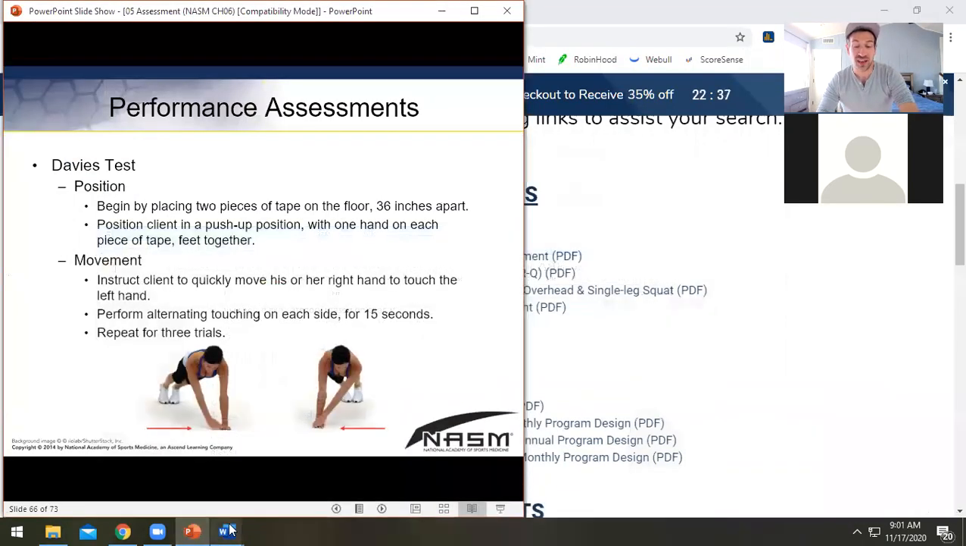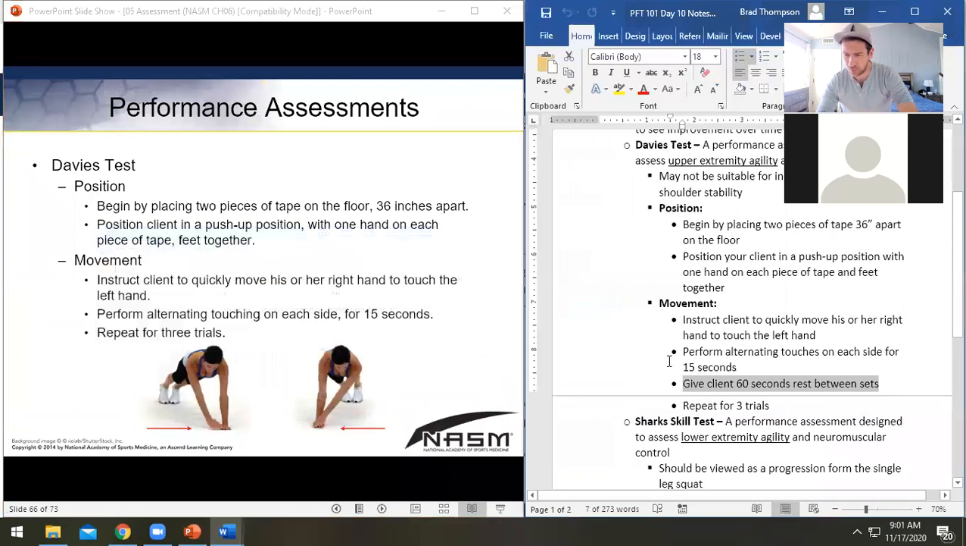Now, I do want to say, I don't know if I put this in the notes. Yeah, I didn't put it in the notes. I do want to say this. The original version of the test is, like I said, 36 inches apart, 15 seconds. I want you guys to definitely have those numbers memorized, in case they ever ask you about it on a test or homework or whatever.